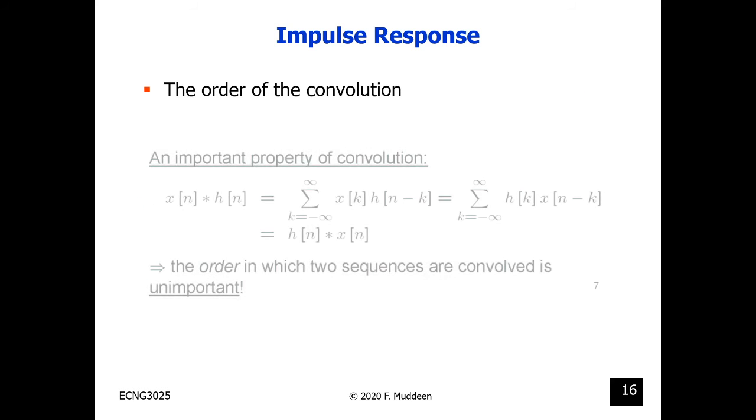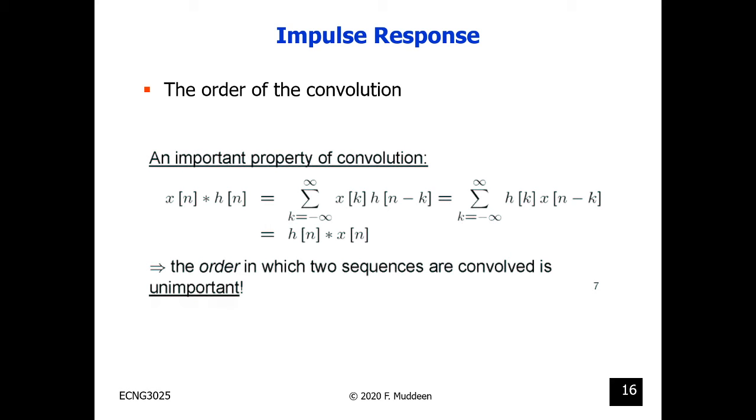The order of the convolution, as you can see here mathematically, does not matter. We can decide to hold the x of n signal constant and shift the h of n signal by h of n minus k, or we can hold the h of n signal constant and shift the x signal by x of n minus k. So it doesn't matter the order of the convolution, you will still get the same output regardless.